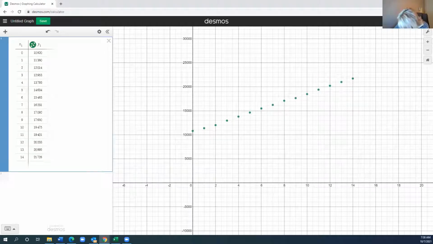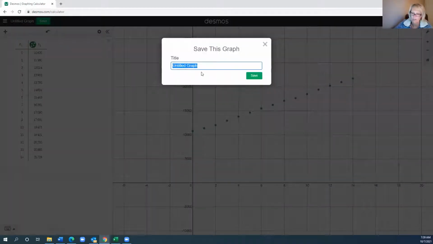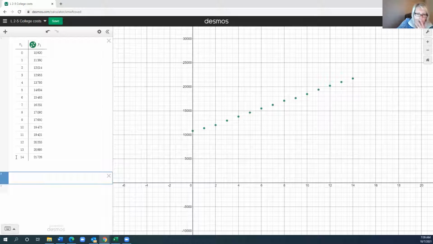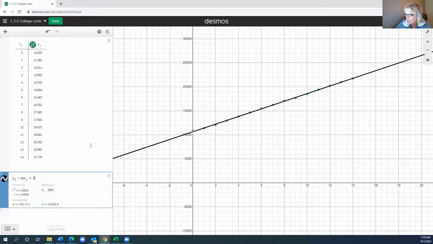So the line of best fit, remember we have, I would say this too in your Desmos, so you've got it. So I'm going to call this lesson 2.5 college costs. Okay, so I'm going to go down here and I'm going to type, my data is in X1 and Y1, so I'm going to do Y1 and that tilde MX1 plus B. And there's our line of best fit down here at the bottom.